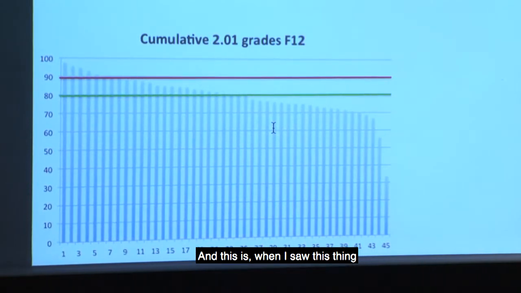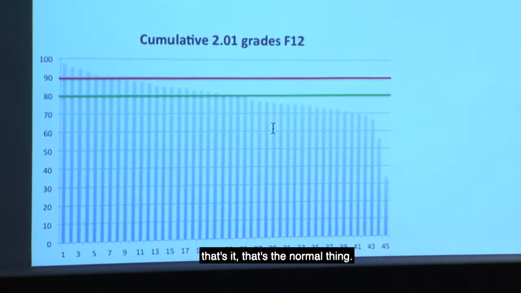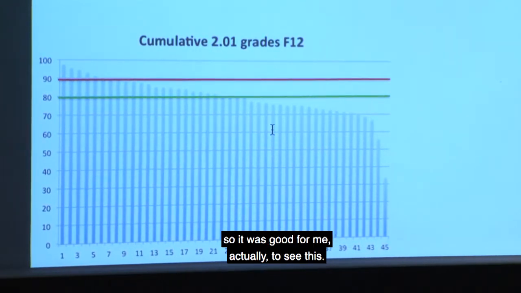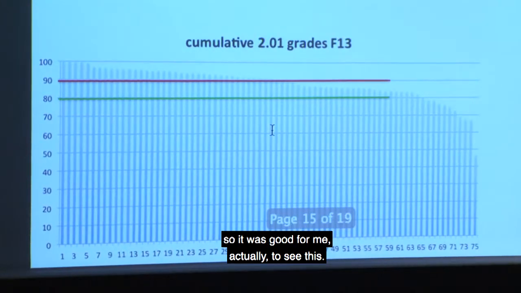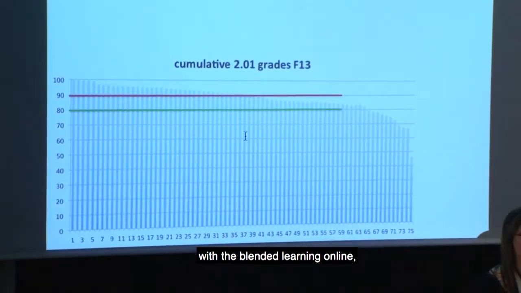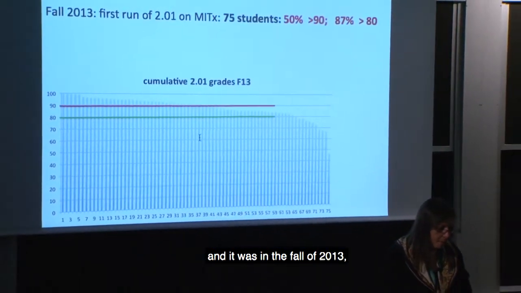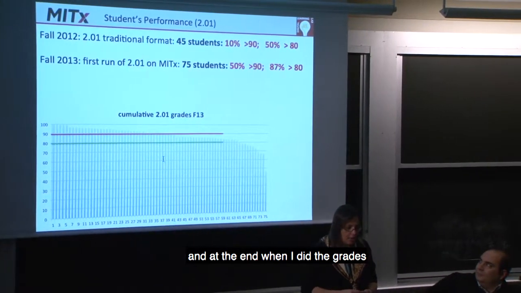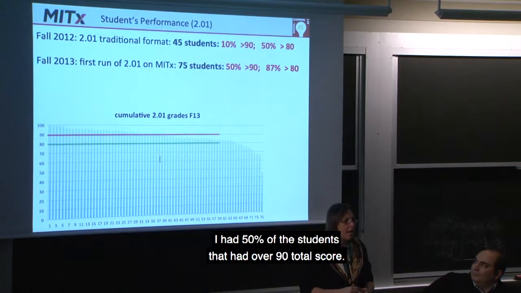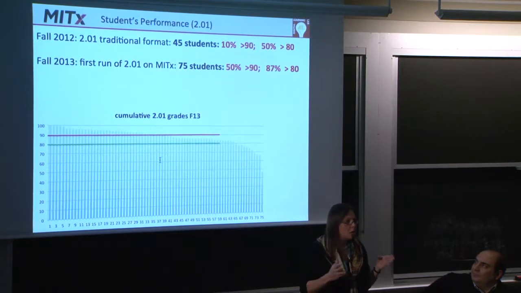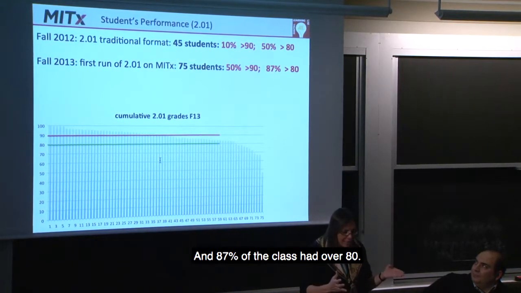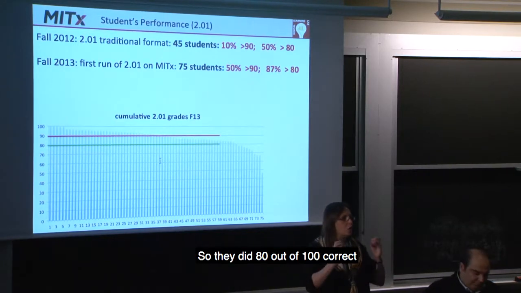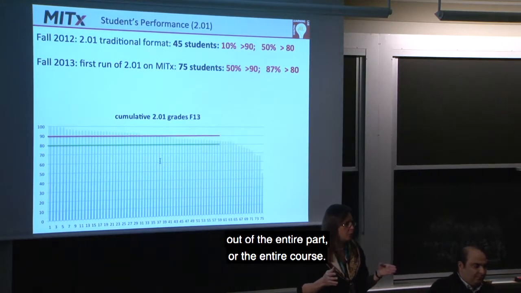And when I saw this in the traditional course, that's it. I mean, that's the normal thing. I was relieved because the course was very fast, so it was good for me, actually, to see this. And this is the first time I taught with the blended learning online, in the fall of 2013. At the end, when I did the grades, I had 50% of the students with over 90 total score, and 87% of the class had over 80. So they got 80 out of 100 correct over the entire course.